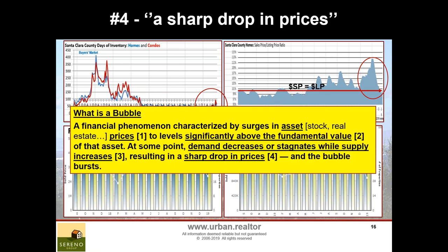So what I want to do now, it's 11:40, is review some of the points that we brought up in the conversation. What is the definition of a bubble? We talked about asset prices, the fundamental value, demand versus supply, and a sharp drop in prices. So in my point of view, when we look at this definition and at each one of those elements that make up the definition, in my opinion, we are not in a bubble, okay?